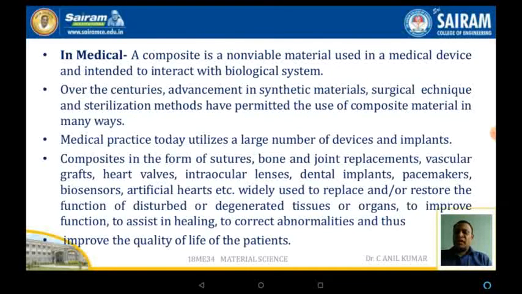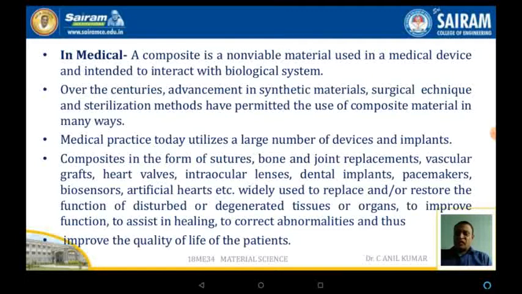In the medical field, a composite is a non-viable material used in medical devices and intended to interact with biological systems. Over the centuries, advancement in synthetic materials as well as surgical techniques and sterilization methods have led to predominant use of composite materials in many ways.